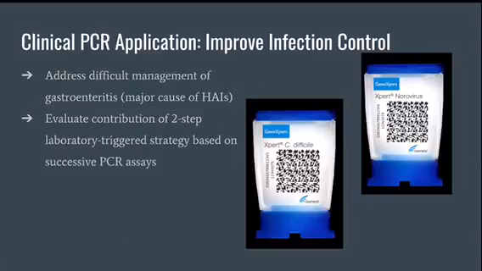A really interesting application of PCR genetic technology was noted in a study from the American Journal of Infection Control. The authors wanted to address the difficult management of gastroenteritis present in long-term and rehabilitation care facilities. Gastroenteritis caused by Clostridium difficile and norovirus are a major cause in the development of hospital-acquired infections. Their goal was to evaluate the contribution of a new two-step laboratory-triggered strategy based on successive PCR assays. And PCR assays are just the actual tests that they would use. Specifically, they wanted to know how efficient and helpful the PCR assays would be in early detection of the infectious agents Clostridium difficile and norovirus. And these are just pictures of the actual PCR assay technology that the authors would have utilized in the study.